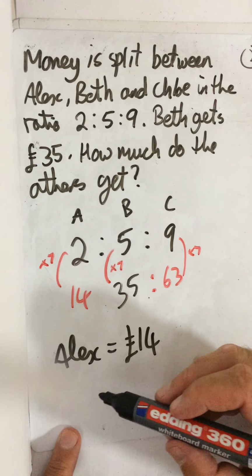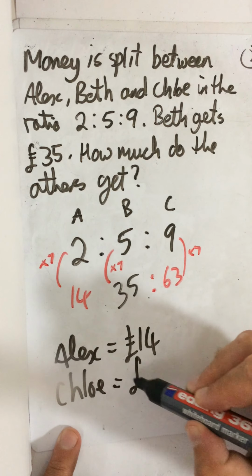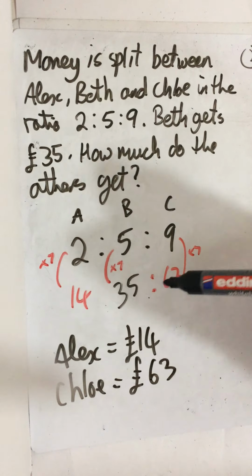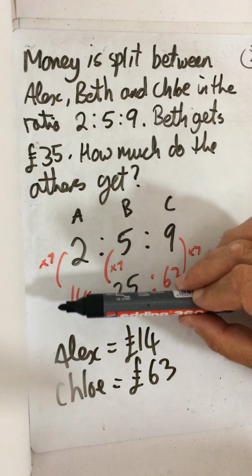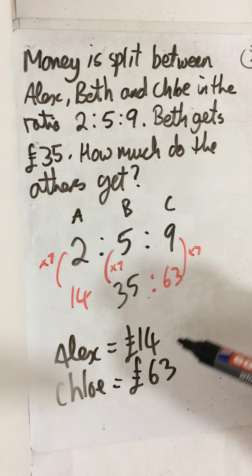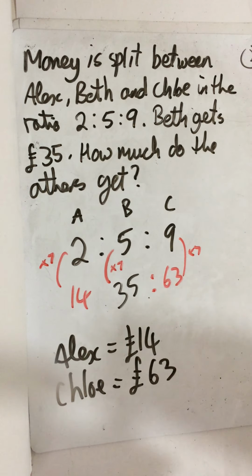Okay, and Chloe equals £63. Okay. So remembering, it's not enough just to leave the ratio sitting there. If it's a word question, you have to specifically answer that question. Okay, let's have a go at another one.